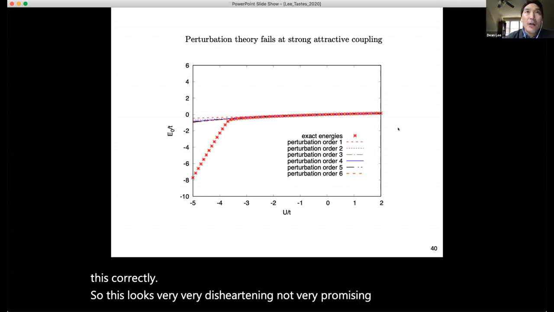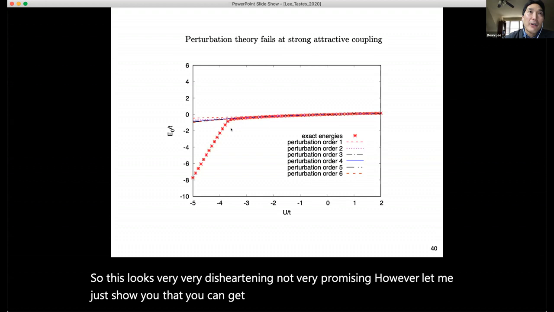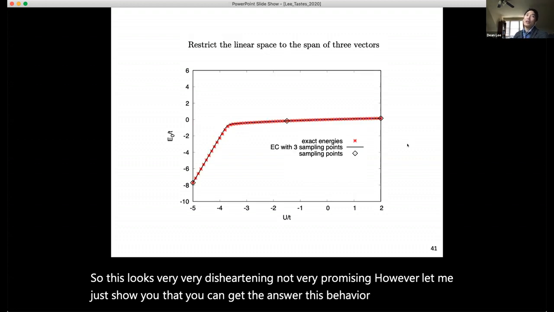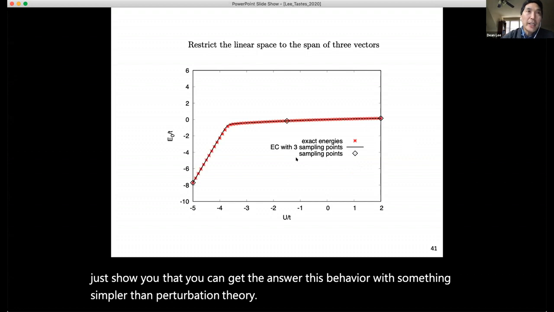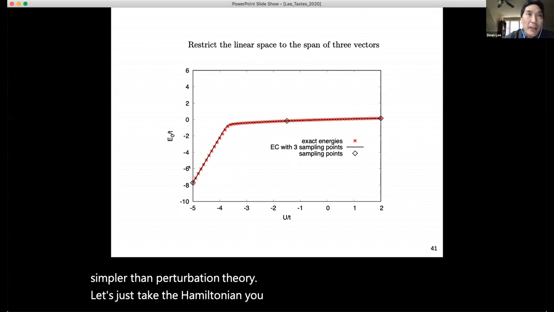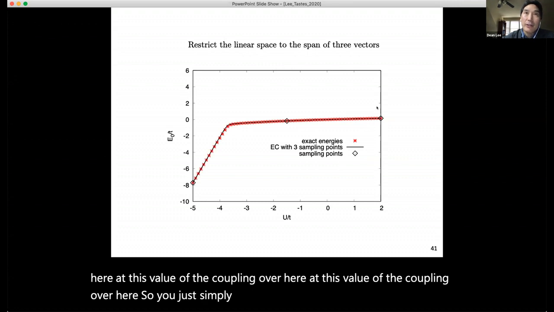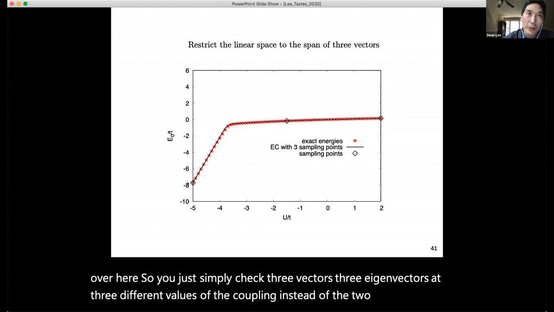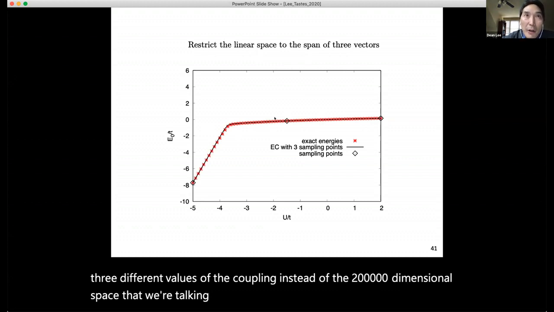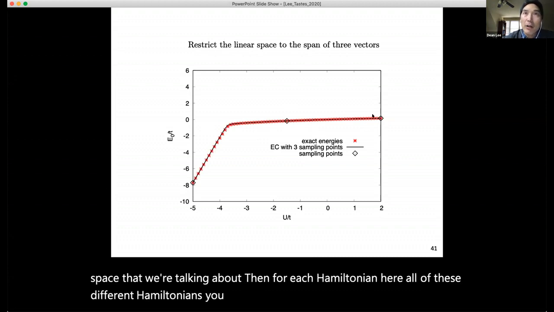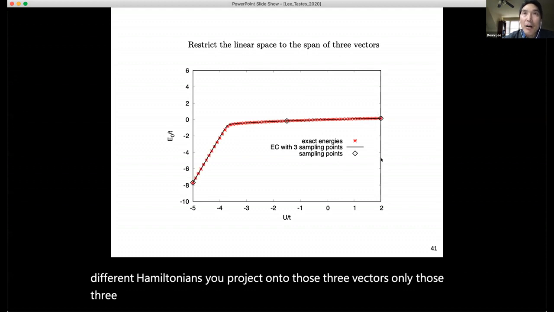However, let me now show you that you can get this behavior with something simpler than perturbation theory. Let's just take the Hamiltonian you get at this value of the coupling over here, at this value of the coupling over here, at this value of the coupling over here. So you just simply take three eigenvectors at three different values of the coupling instead of the 200,000 dimensional space that we're talking about. Then for each of these different Hamiltonians, you project onto only those three vectors, and you solve for the ground state in that three-dimensional space.